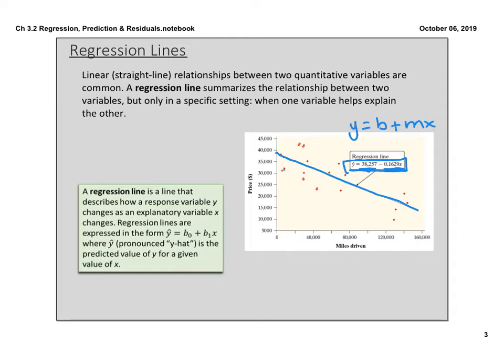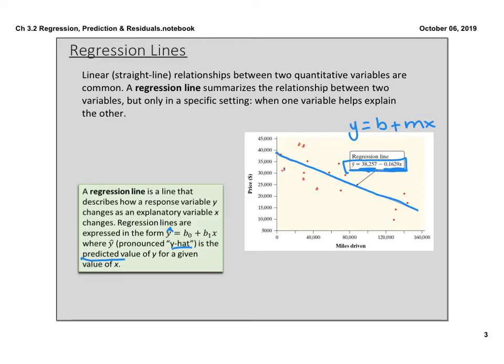So the regression line is a line that describes how the response variable y changes as the explanatory variable x changes. Regression lines are expressed in the form of y hat. That's literally pronounced y hat is equal to b sub 0 plus b sub 1 times x. So we have a b0 value that is our y-intercept, and then they also call your slope b1, basically. And this is going to give us a predicted value for a given value of x.